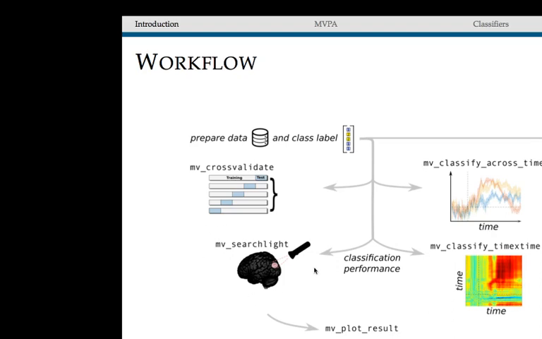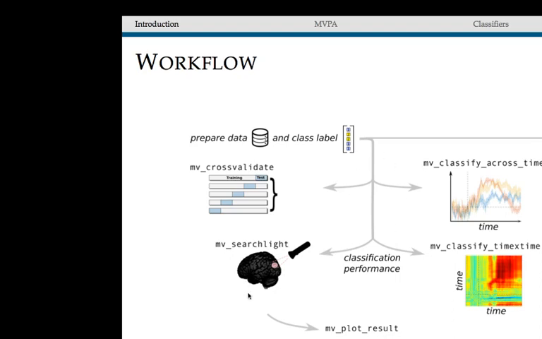There's a function called mv_searchlight, which implements a searchlight analysis, which is also something that Shajang mentioned. And the fourth one is called classify time by time. In this case, the classifier is trained at each time point in a trial and tested at each other time point. So you basically get a two-dimensional matrix of classification performance.